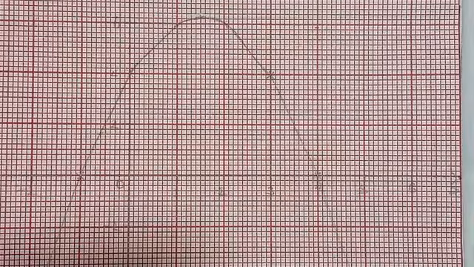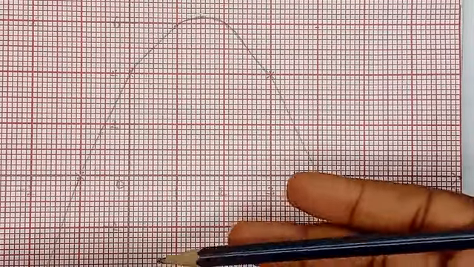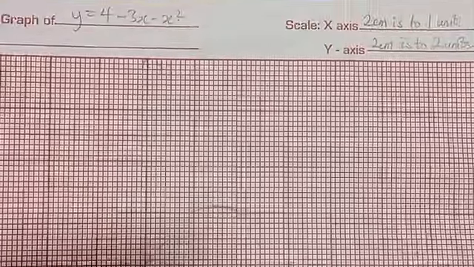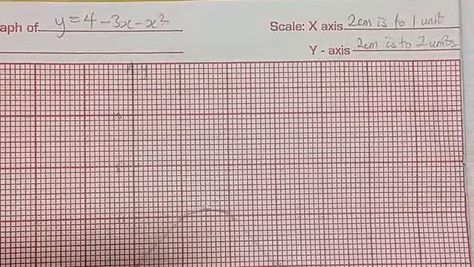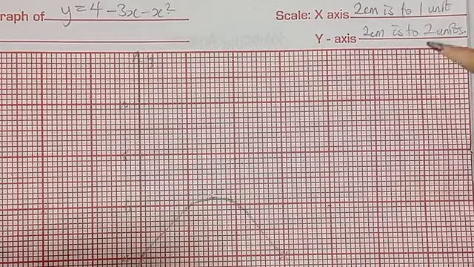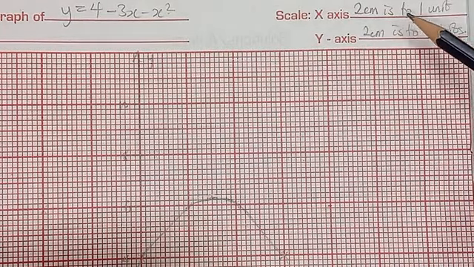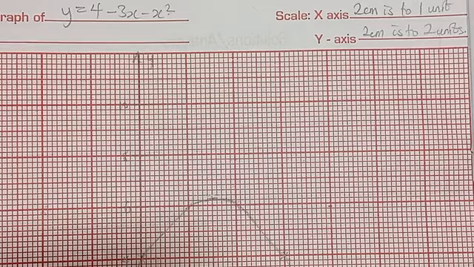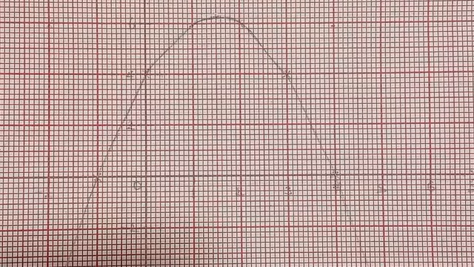Now we've plotted the graph. We can see this is a negative graph, and we can see what we did: the graph of y equal to 4 minus 3x minus x squared. And we can see the scale we used, 2 cm to 1 unit on the x-axis and 2 cm to 2 units on the y-axis. Now, this is the graph. Let's look at the questions.